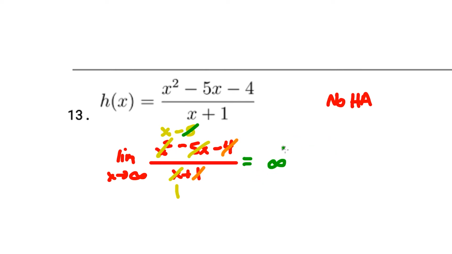So because you have infinity, it's no horizontal asymptote. If you wanted, you could actually check the exact same thing with negative infinity, and this would just be negative infinity for the answer.